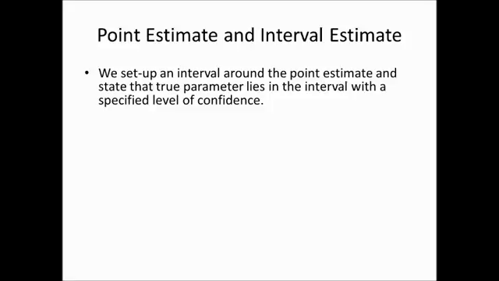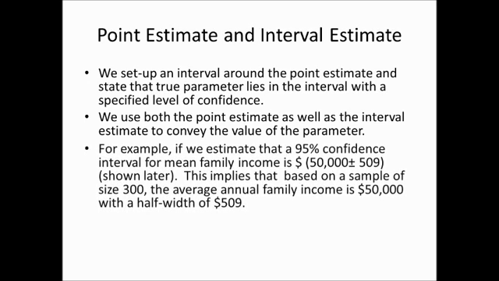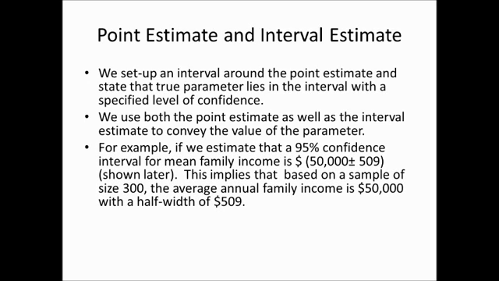And we do that by setting up an interval around the point estimate and attaching a level of confidence with that interval. So we use both the point estimate as well as the interval estimate to convey the value of the parameter. For example, if you estimate that a 95% confidence interval for mean family income is 50,000 plus minus 509, we'll show the computation later.